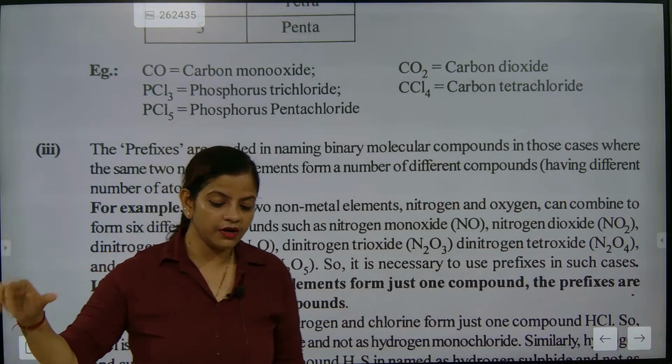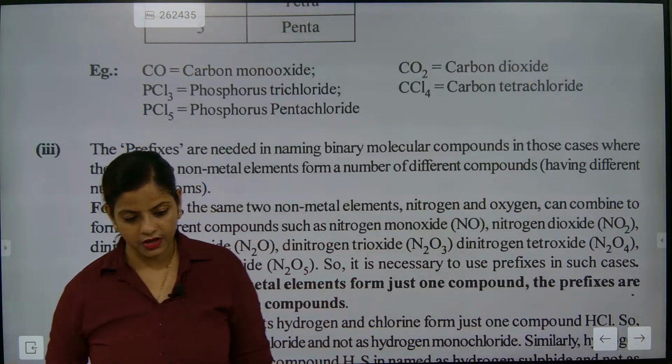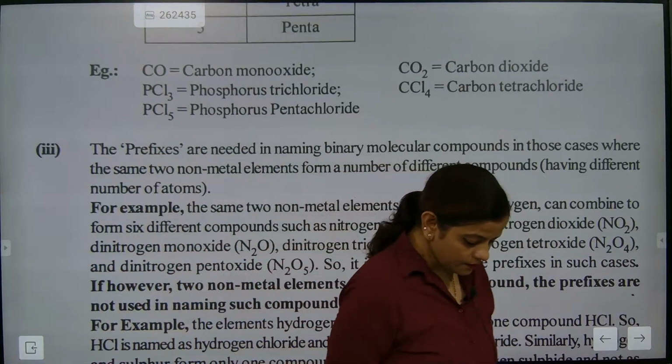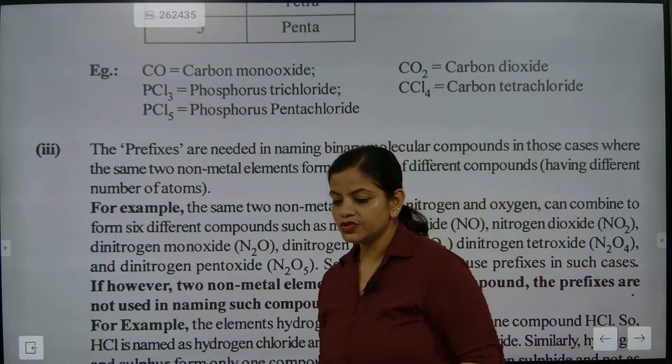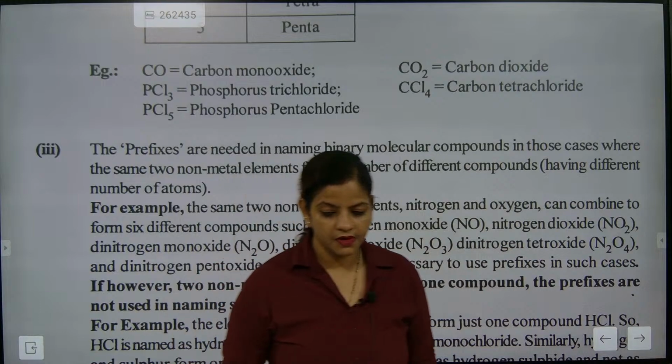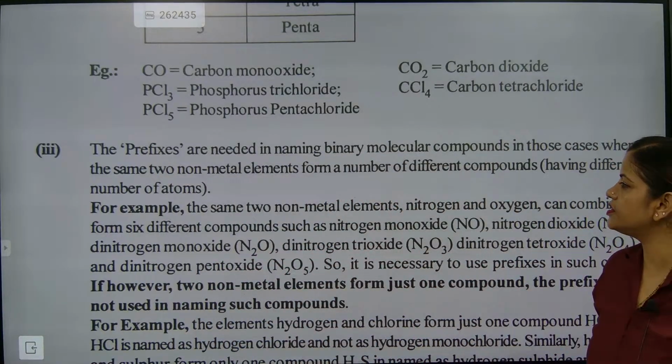Tomorrow, 100% tomorrow I'm going to teach Heron's formula. Okay? Yes, tomorrow I'm going to teach Heron's formula. 100% confirmed, I am going to teach Heron's formula.